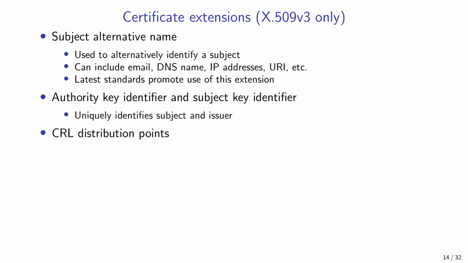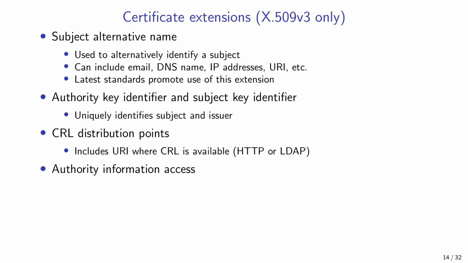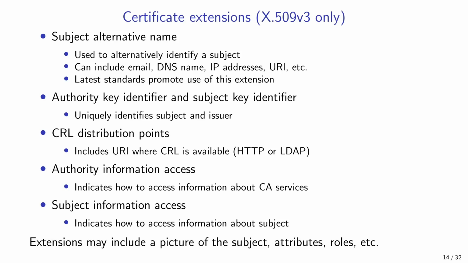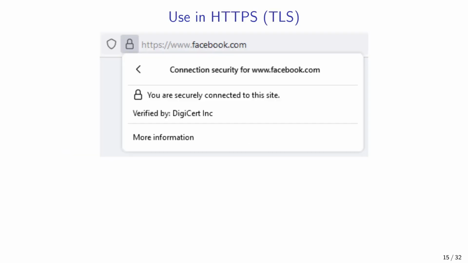The CRL distribution points extension includes the URI where the certificate revocation list is available. The Authority Information Access extension indicates how to access information about the CA and its services. The Subject Information Access extension indicates how to access information about the subject. Okay? Basically, extensions could include any data. For example, they could include the picture of the subject, attributes, roles, and so on. Okay?